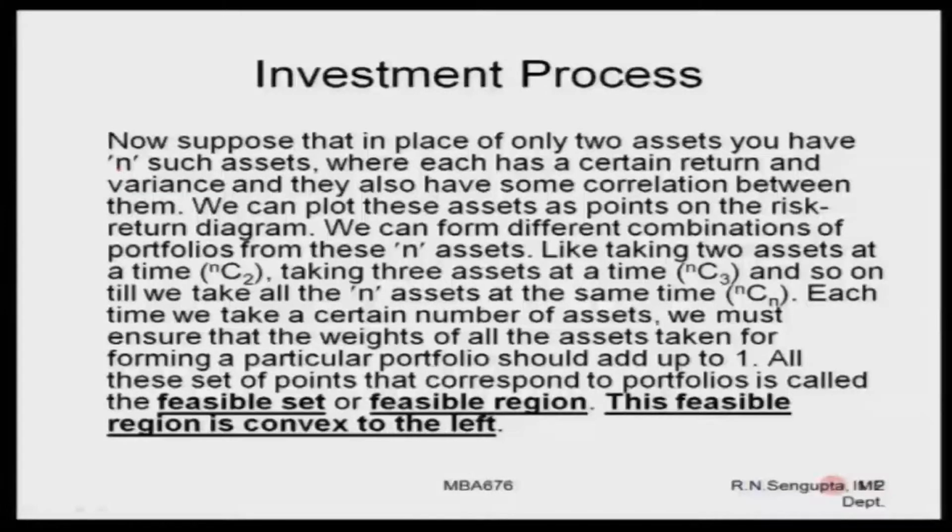Now, likewise, if you can form different combinations of portfolios from these n assets, taking 2 assets at a time, we will have nC2 combinations, 3 assets at a time, nC3 combinations, and so on and so forth till we have the last one, which is nCn combinations. So, all these sets of points which we get at the last stage when we combine all n assets, one at a time, like first 2, then consider the combination of first 2 with the third, then combine the combination of first 1, 2, 3 with the fourth, and so on and so forth.